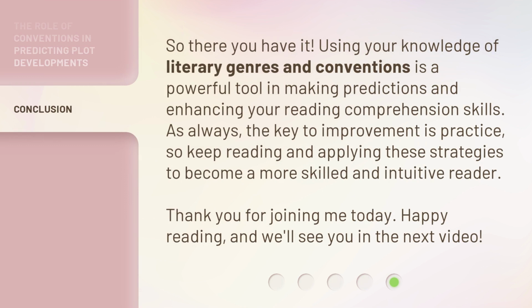So there you have it. Using your knowledge of literary genres and conventions is a powerful tool in making predictions and enhancing your reading comprehension skills. As always, the key to improvement is practice, so keep reading and applying these strategies to become a more skilled and intuitive reader.